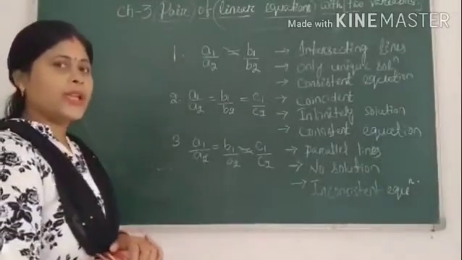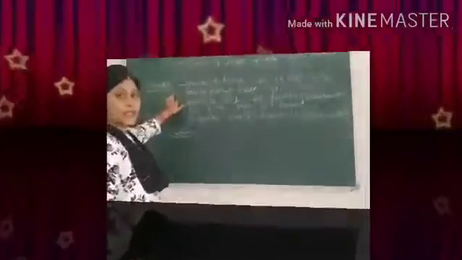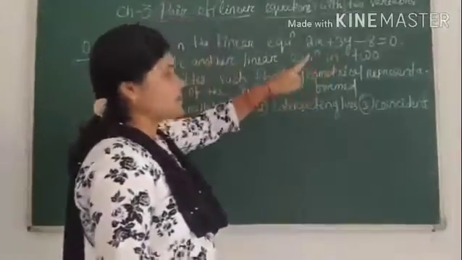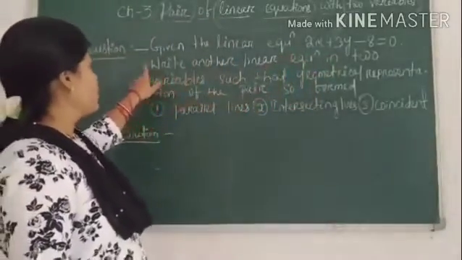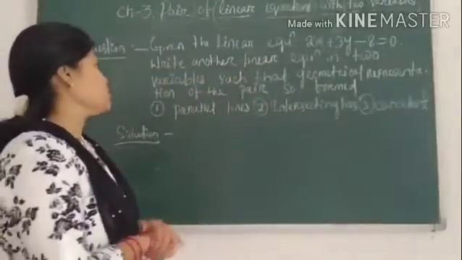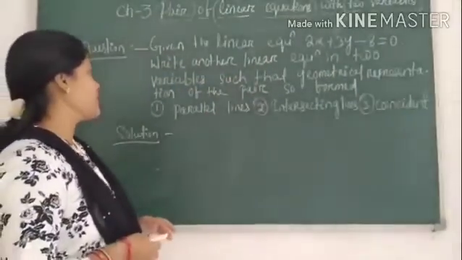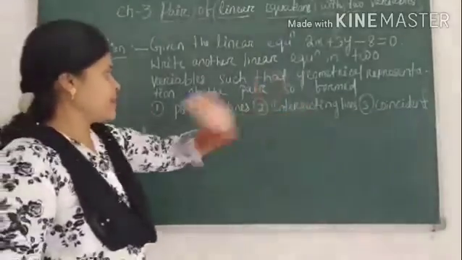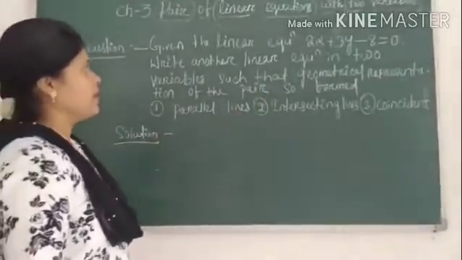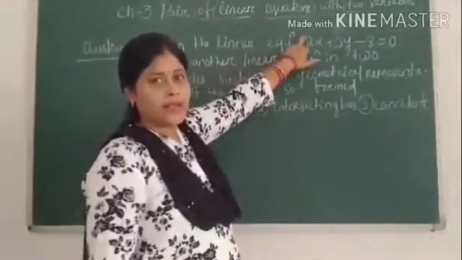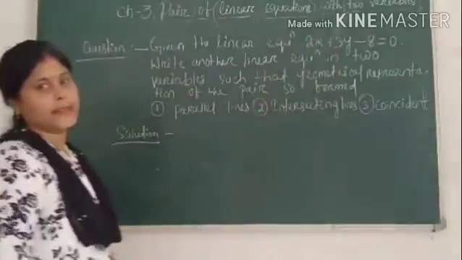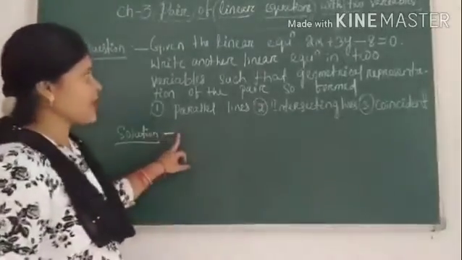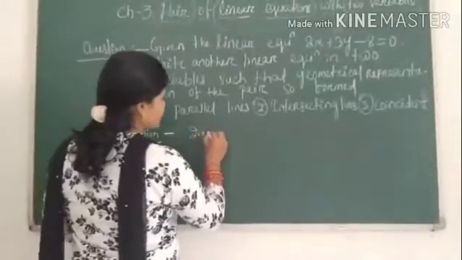Hope you understood. If you understood, let's solve a question, and your question is: given the linear equation 2x plus 3y minus 8 is equal to 0, write another linear equation in two variables such that the geometrical representation of the pair so formed is... First, here I am getting three conditions and only one equation is given to you. So you have to find another equation. So here I am going to start. First of all, I have to write the equation.